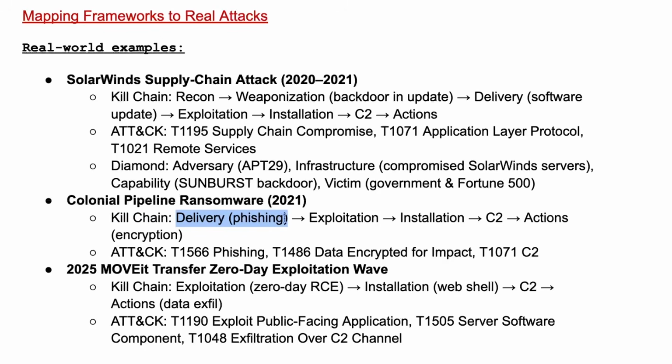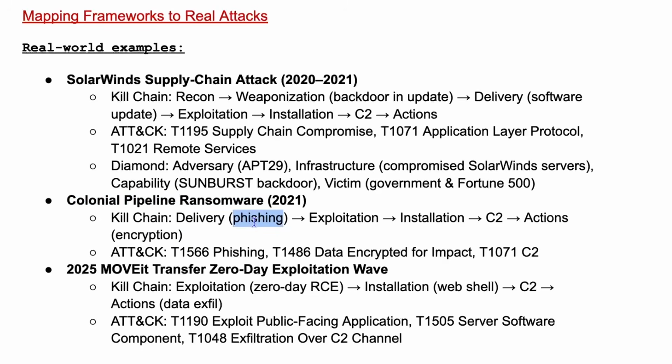This is where they came in. They actually came in from the very beginning, and they were able to execute exploitation, installation, and all that stuff. Their final actions were to encrypt data and, of course, execute ransomware, to hold them at ransom and get money from the Colonial Pipeline folks.